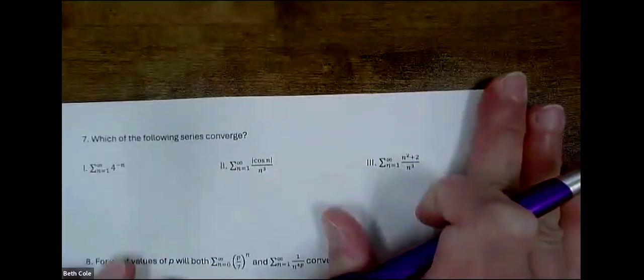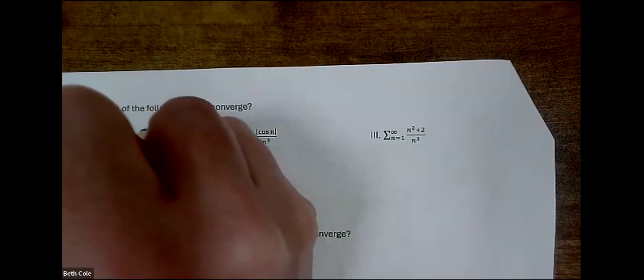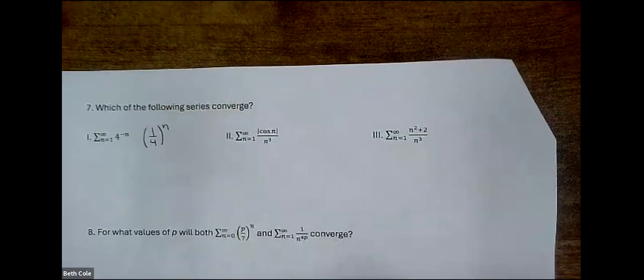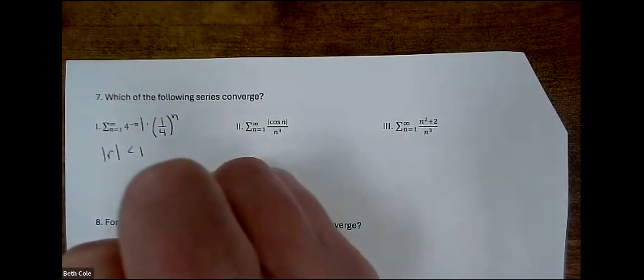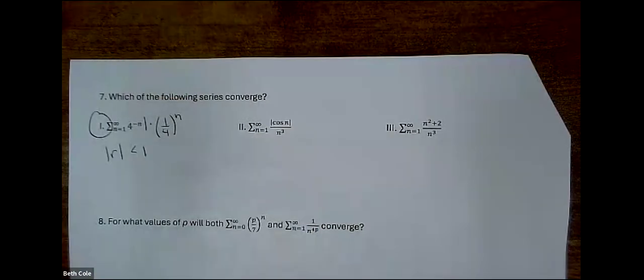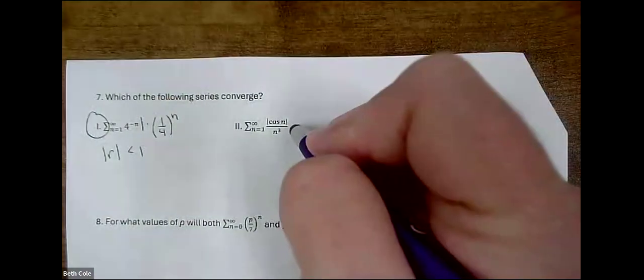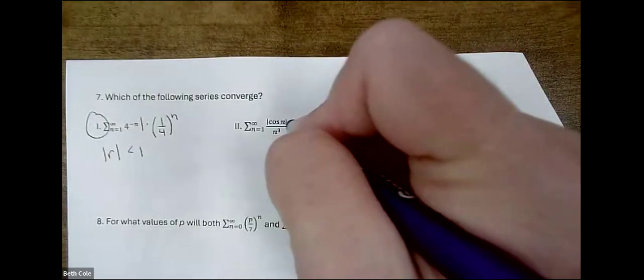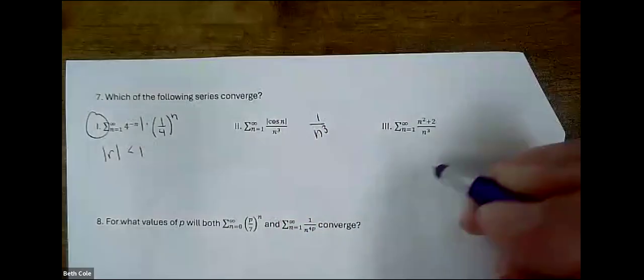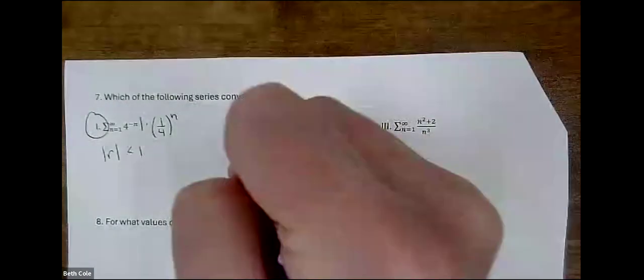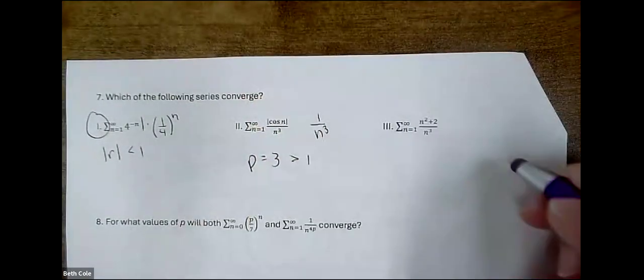All right, which of the following converge? So we can rewrite this one as 1 over 4 to the n, to be 1/4 to the n. That is geometric, and your absolute value of r is smaller than 1. So that one does converge. This one, you can do a comparison. You can compare it to 1 over n to the 3rd. For that, p is 3, which is bigger than 1, so that one also converges.